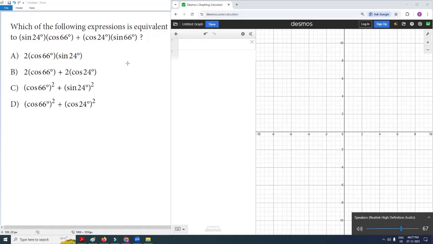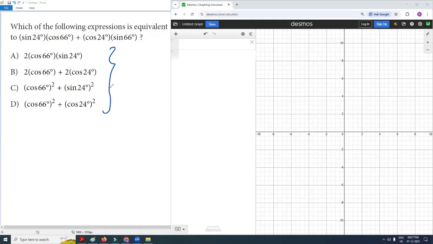Which of the following expressions is equivalent to sine 24 degrees times cosine 66 degrees, plus cosine 24 degrees times sine 66 degrees? In the given answer choices, I have to find the expression that is equivalent to the given expression. The idea to solve the problem is to get the value of the given expression using Desmos. Then we get the values of the expressions in the answer choices, and pick the one that gives the same value as the given expression.